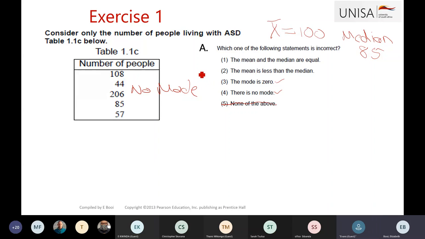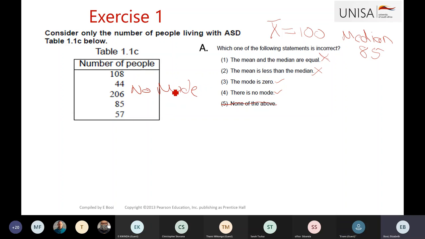Two is wrong. So nobody, only Sarah picked it up. This is wrong. The mean and the median are equal. That is wrong. Yeah, actually, I think, yes, you are right.